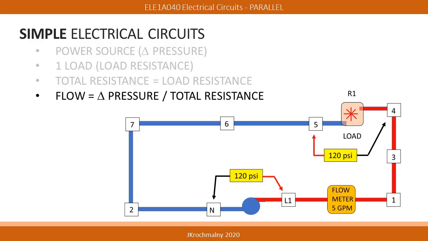Therefore, the total resistance of the water circuit determines what the flow in gallons per minute will be with the difference in pressure. Notice that once determined, this GPM flow will be identical wherever it is measured in the water circuit.